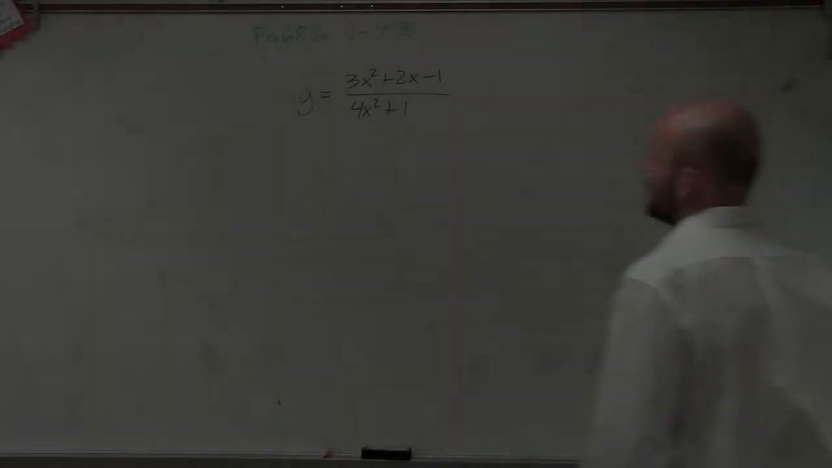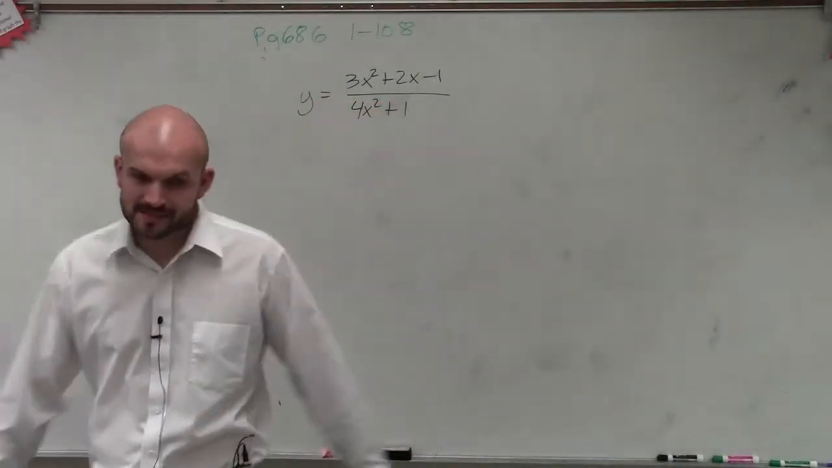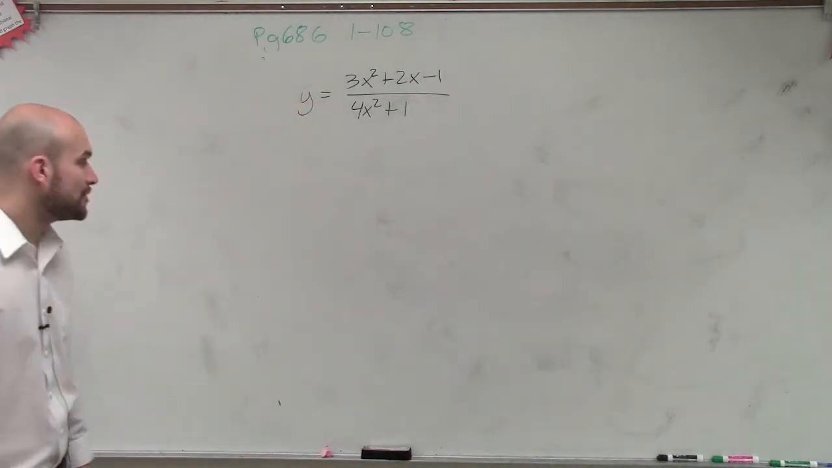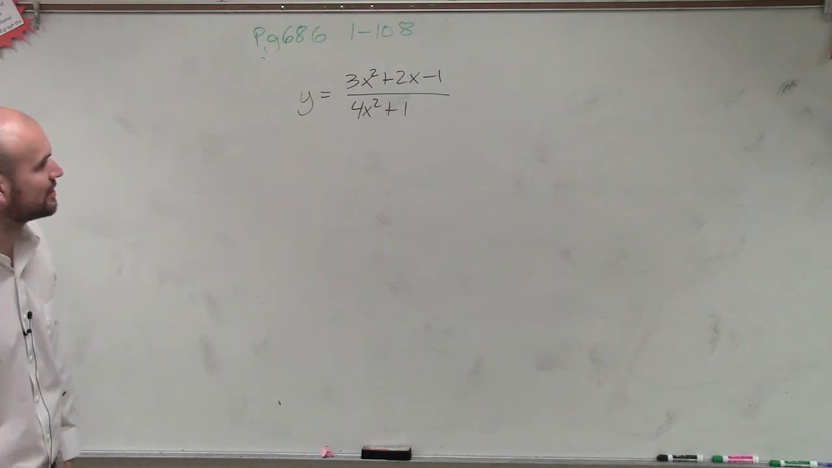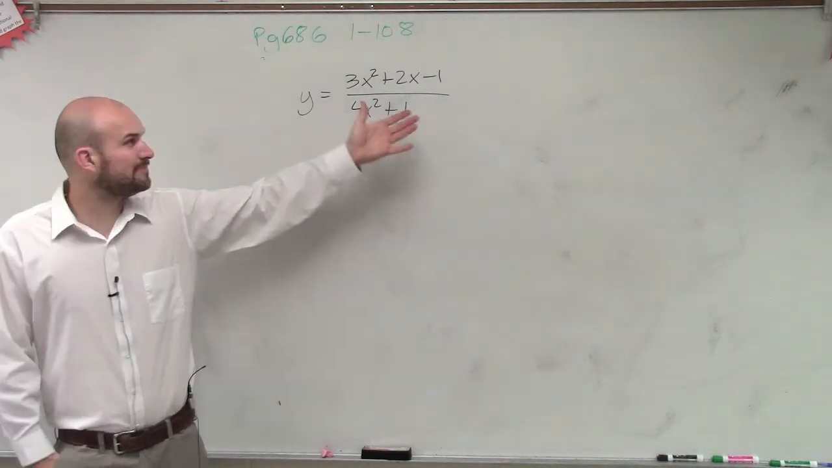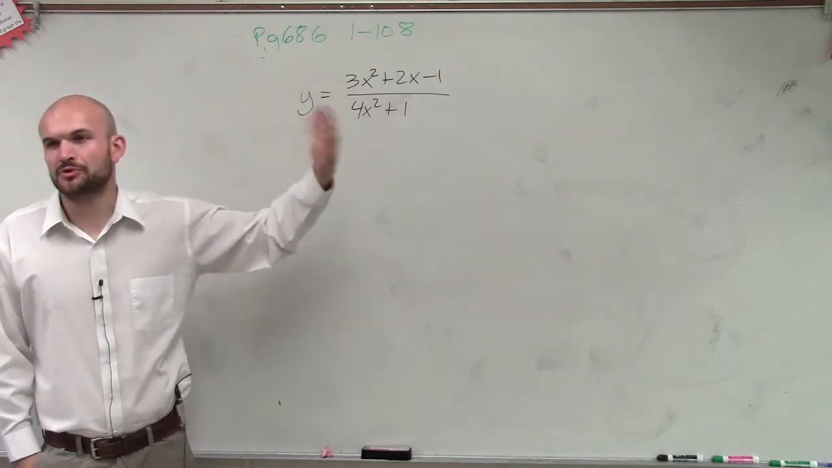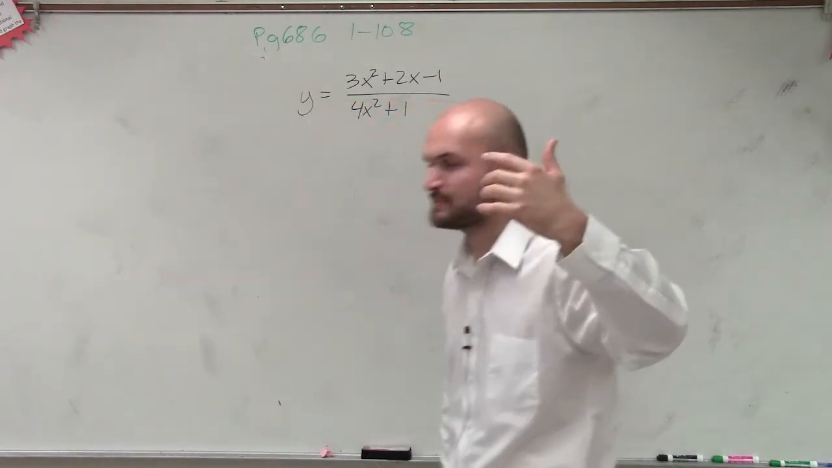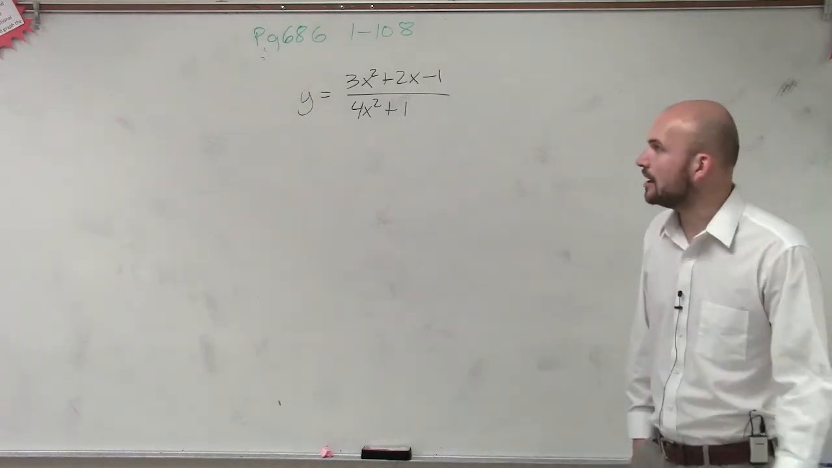OK, so we have y equals (3x squared plus 2x minus 1) divided by (4x squared plus 1). So the first thing I want to be able to do is see, can I simplify this by any type of factoring? But if I look at factoring this, I'm not going to have any removable discontinuities, right? Do I see any special factors that I can pull out?